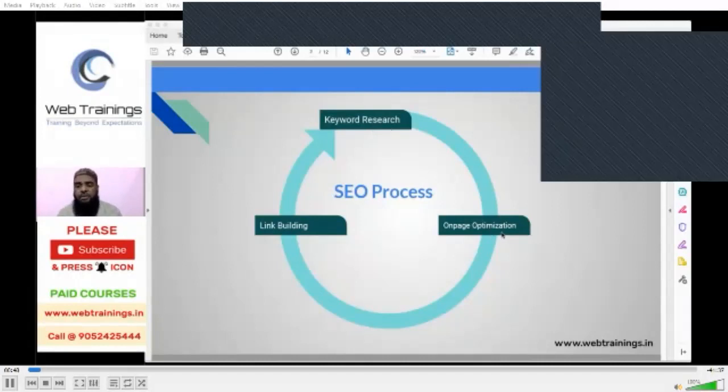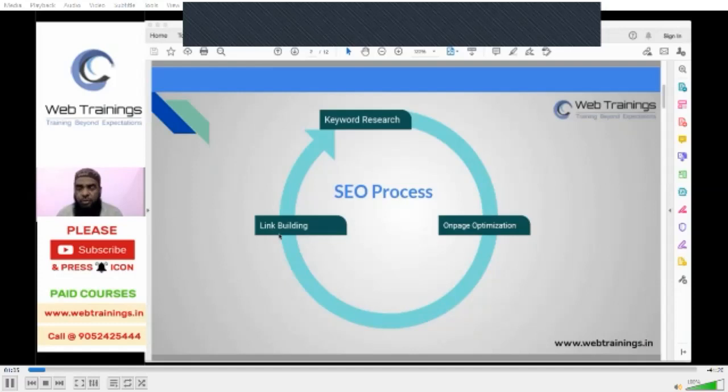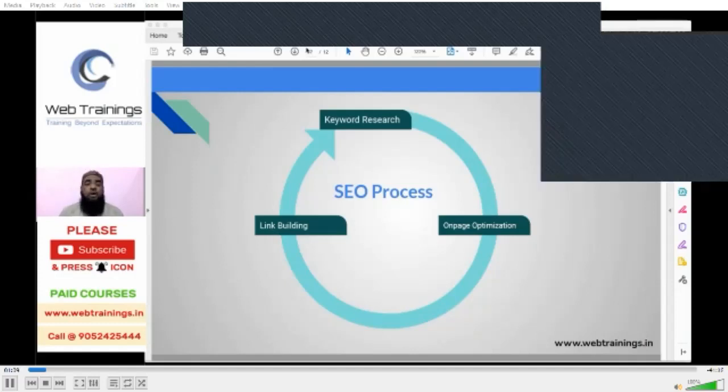So what is on-page optimization? Once we have done the research, we add those keywords into our websites. Okay, we will discuss that in a very detailed way. It's a very lengthy topic of our discussion, that is on-page. And once we complete on-page, we move to the last part of our SEO procedure, which is called the link building process.